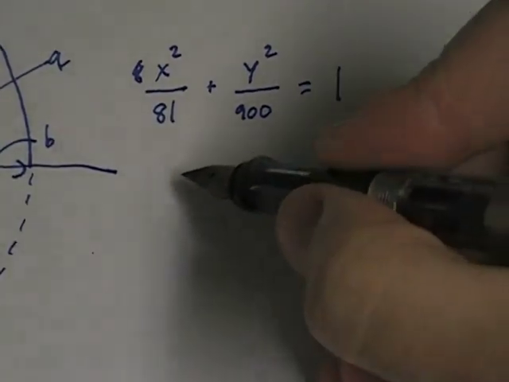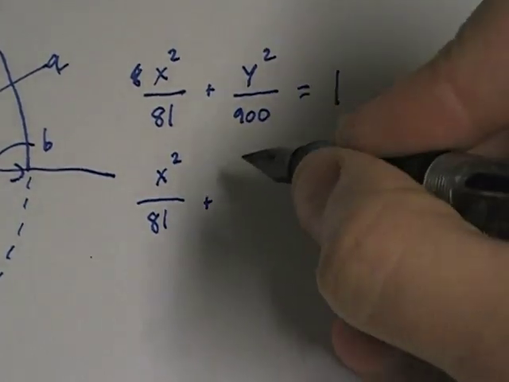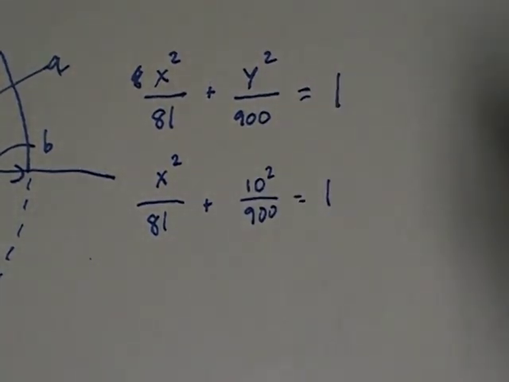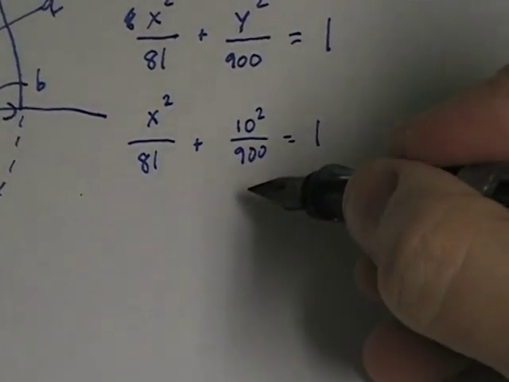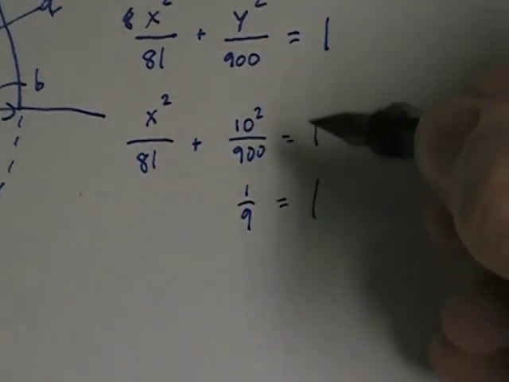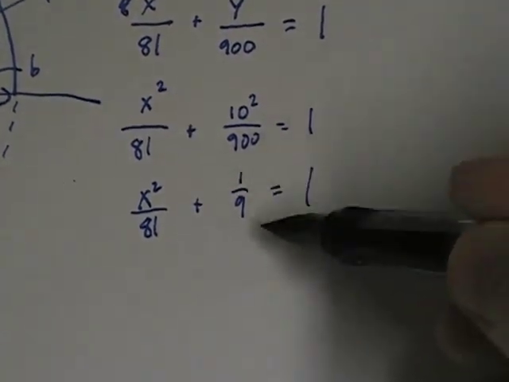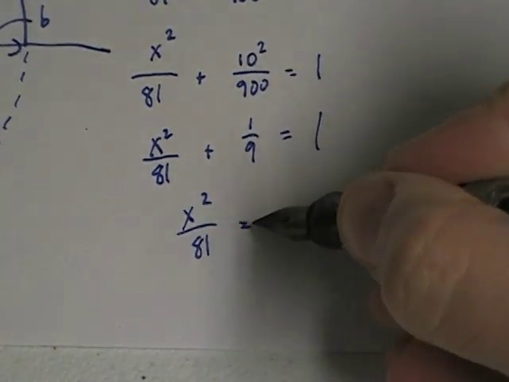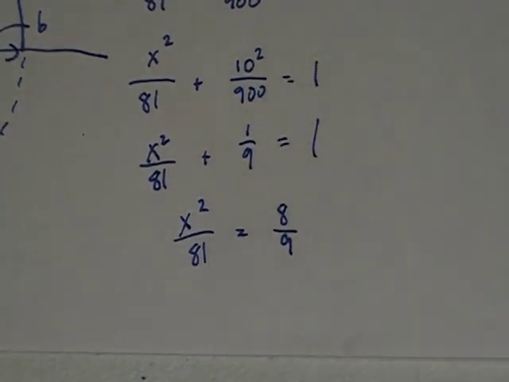So we take this equation, and we say X squared over 81 plus 10 squared over 900 equals 1. Well, 10 squared is 100. So this whole fraction just becomes 1 over 9. So X squared over 81. Okay? So we subtract this from 1. We get X squared over 81 equals 8/9, right? Because 1 minus 1/9 gives us 8/9.